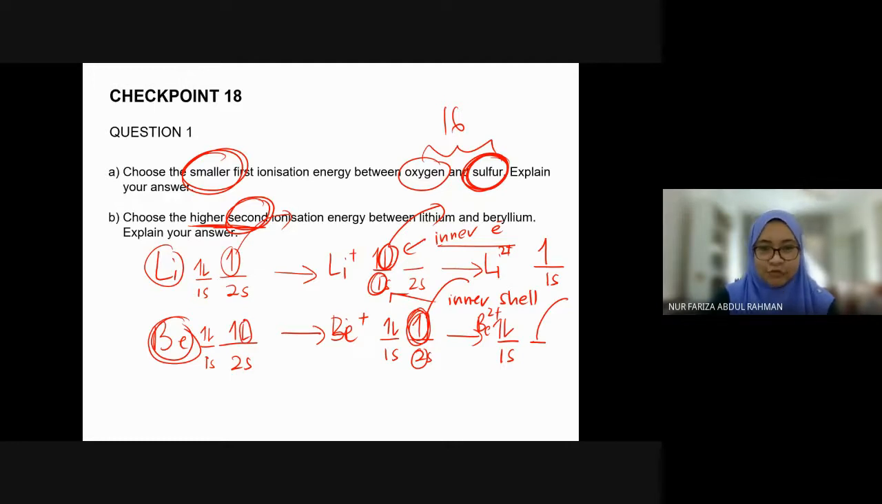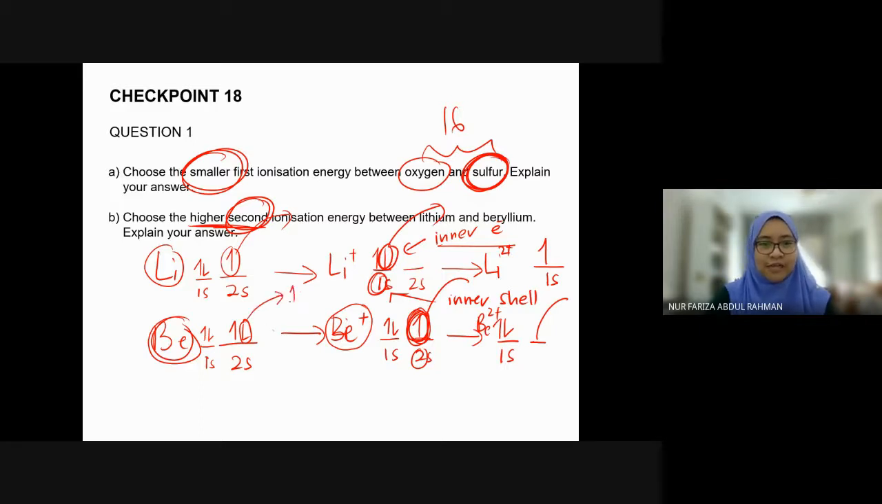So dia jadi apa? Dia tinggal satu elektron je tinggal, betul tak? And then this is already beryllium plus. Nak buang lagi satu elektron, dia kena buang dekat mana? This one, betul? From the 2s. Tapi kalau lithium plus tadi nak buang satu lagi elektron, dia kena buang dekat mana? 1s. Pada n is equal to 1s ni. Nampak tak? This is already inner shell. Ini belum inner lagi. Dia masih buang dekat 2s sebab tadi dah buang.